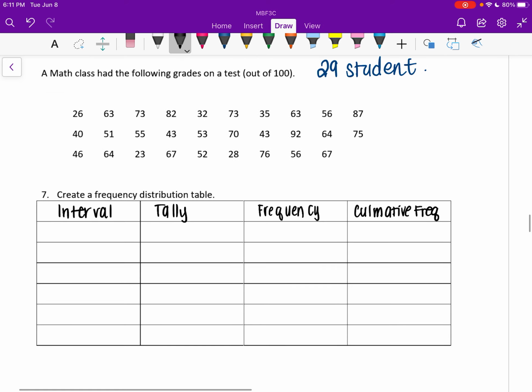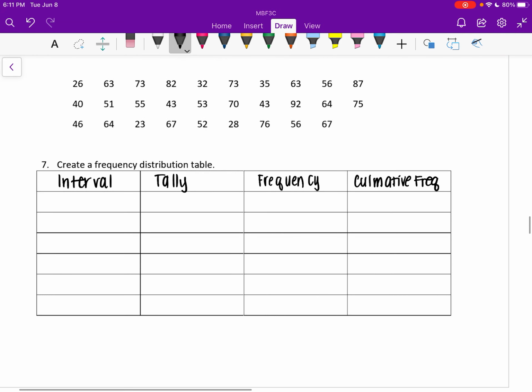So for interval, I want to find my lowest mark and my highest mark. My lowest mark here is 23, which is right here, and my highest mark in the class was 92, right? So 92 minus 23 is going to give us 69. So either I can have 69 divided by 5, which is somewhere around 13.8 per box, or if I do 69 divided by 20, I can have 3.45 per box.